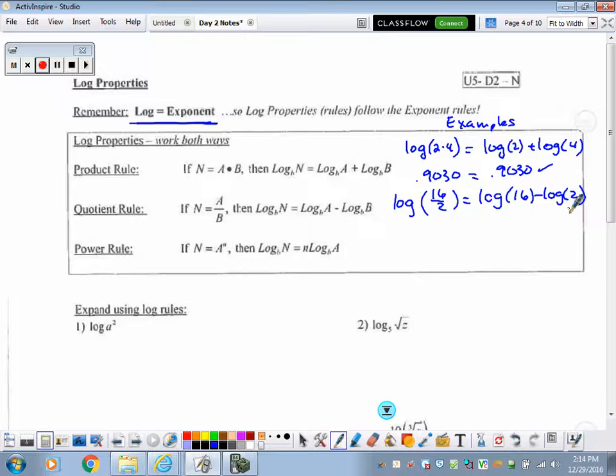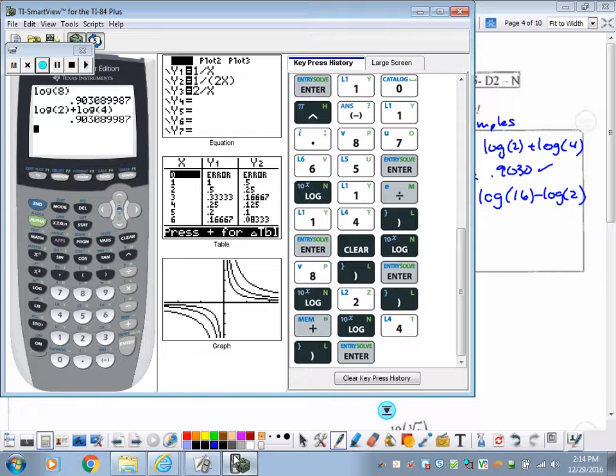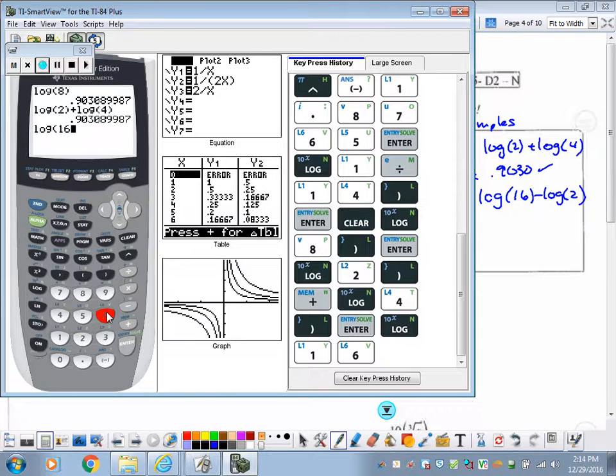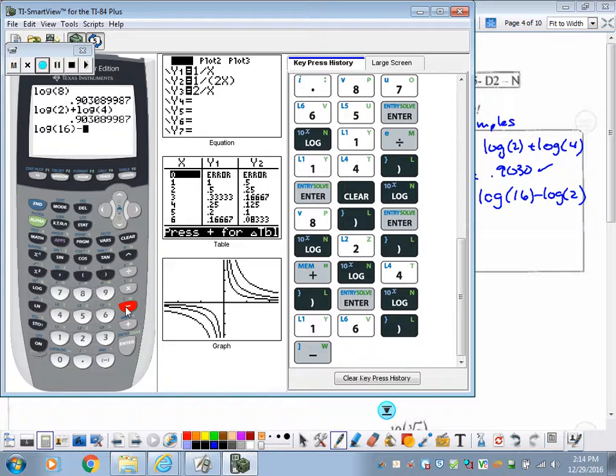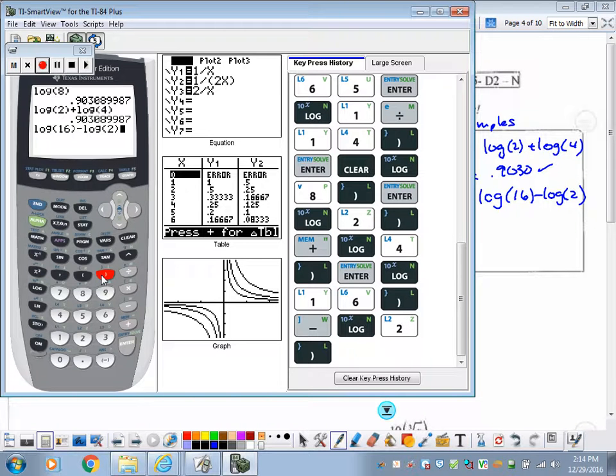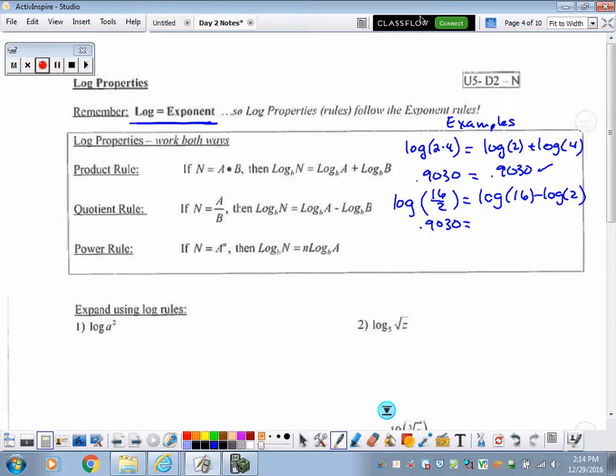We already know that 16 divided by 2 is 8, and log 8 is 0.9030. So let's ask the calculator, what is log 16, and make sure you close your parentheses, minus log 2. Notice that I am closing my parentheses because you want to make sure that that expression is separated from the next expression. Let's see what happens here. Same thing, 0.9030. Kind of cool that that works, but hopefully it makes sense because when we're dividing bases, we subtract the exponents. That's why we're going to be subtracting logs when we're dividing.